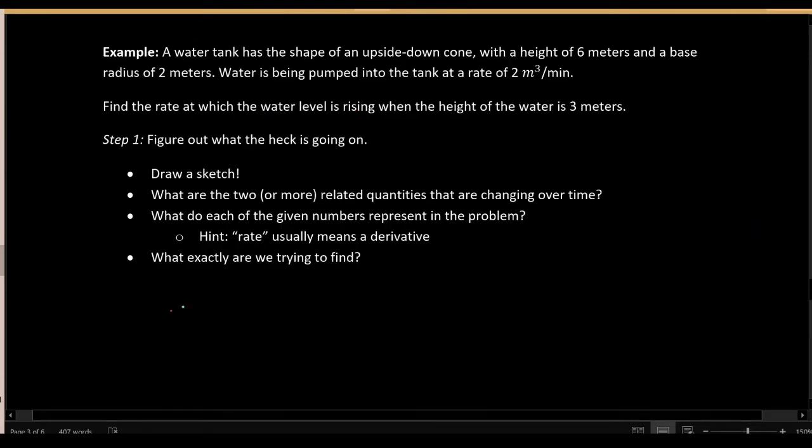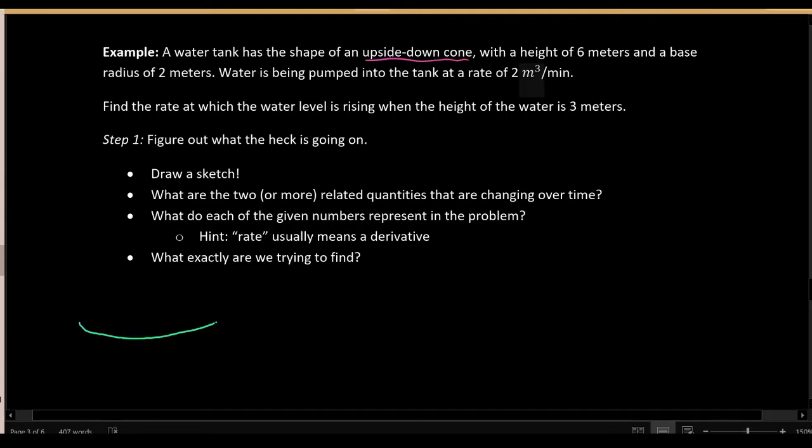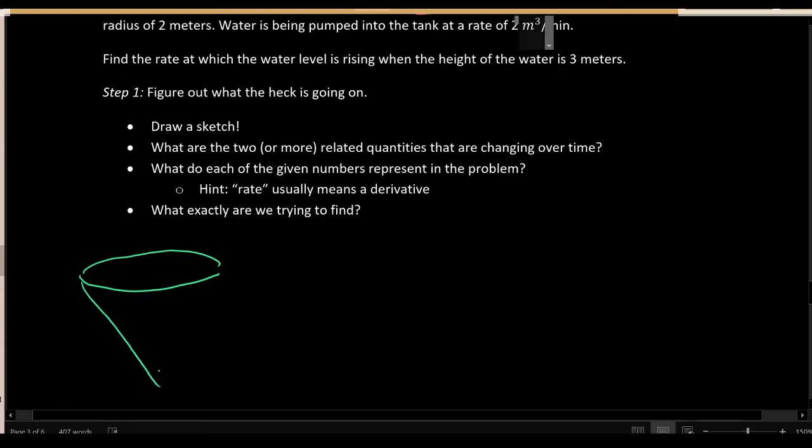Let me give you another example of my method. In this example, they say we've got a tank of water in the shape of an upside down cone. This is important information. Cone is a mathematical term, and there are specific formulas associated with that. Now they go on to describe the parameters of this tank. Let me draw a quick sketch. I'm going to draw an upside down cone as specified.